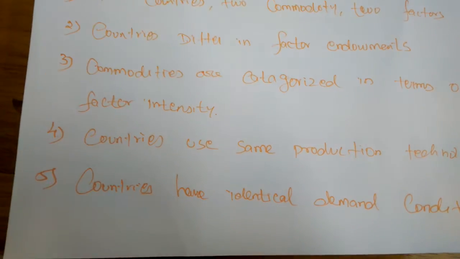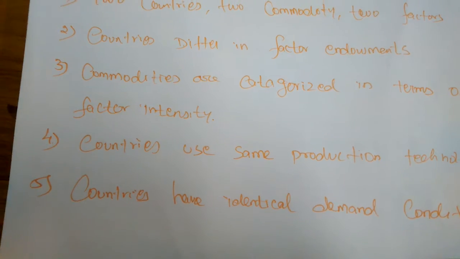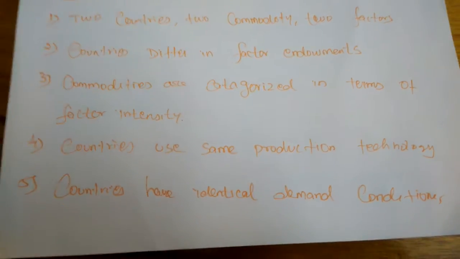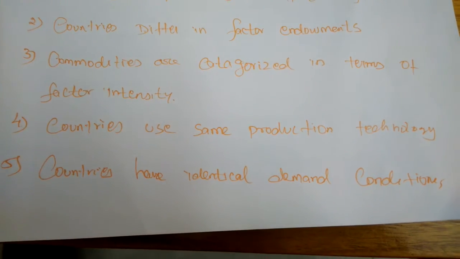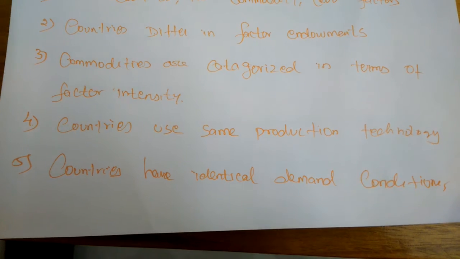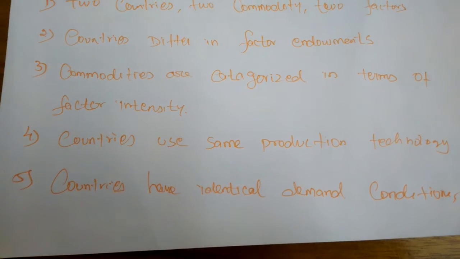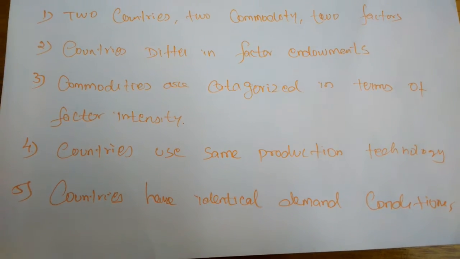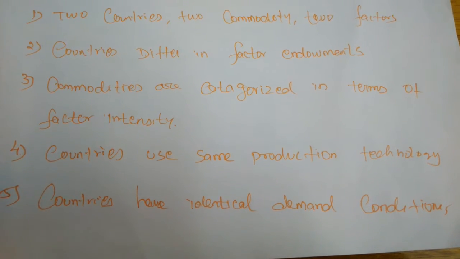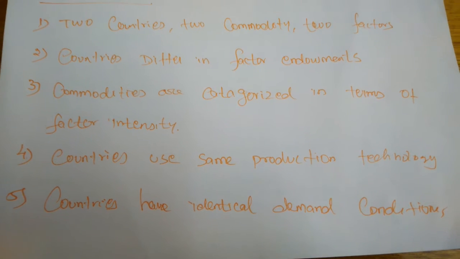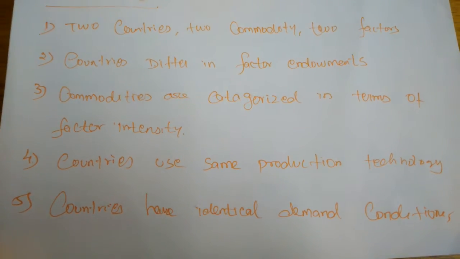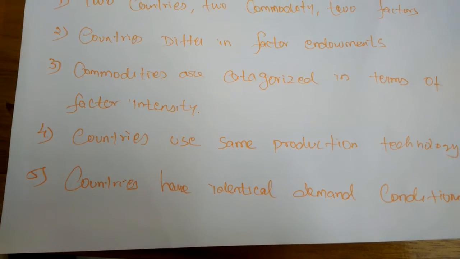Next, these two countries use the same production technology. There is no difference in technology. Whatever technology is used to produce any of the commodities, the same technology is used by both nations. Next, countries have identical demand conditions. Identical demand conditions mean both nations will have the same demand for commodities.